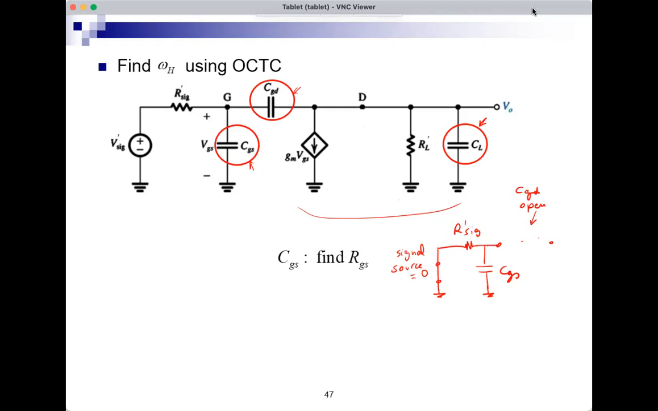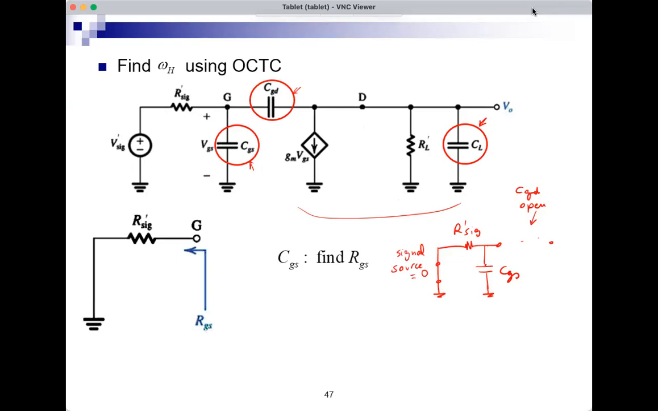And now I want to find the resistance seen by CGS. So if CGS were a test source, Vx, what would be the current Ix, and what would be the ratio Vx over Ix? I think this is very easy. It will be just R prime sig.